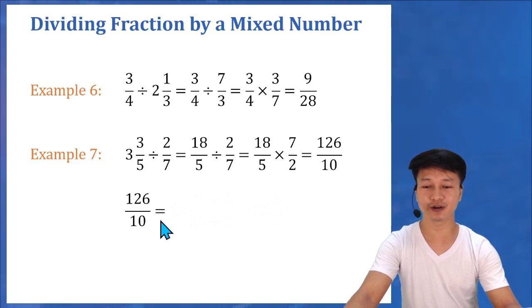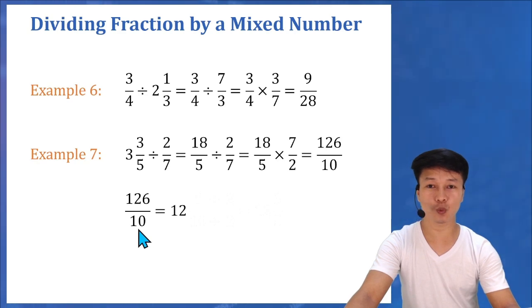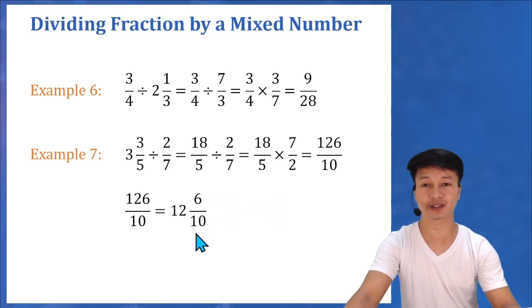Tanungin nyo ulit sarili nyo. Ilang 10 meron sa 126? The answer is 12. 12 times 10 is 120. Ilan na lang ang kulang para maging 126? Of course, that is 6 na lang. So that will be the numerator of our fraction part over the denominator of the given fraction, which is 10, so that must be over 10.